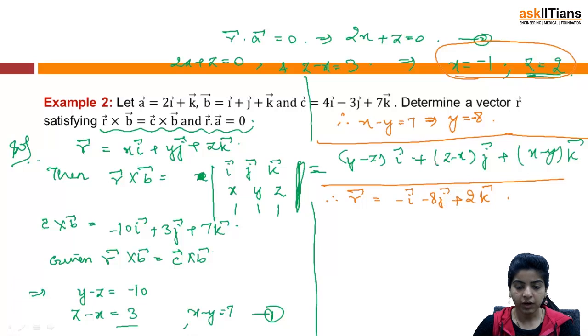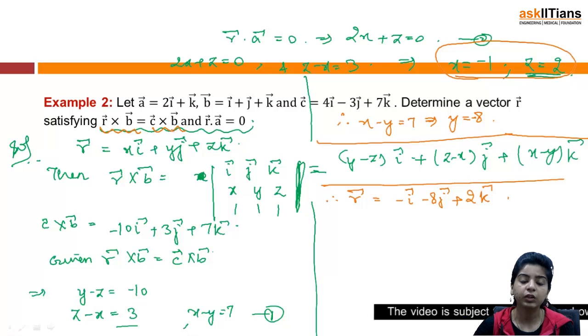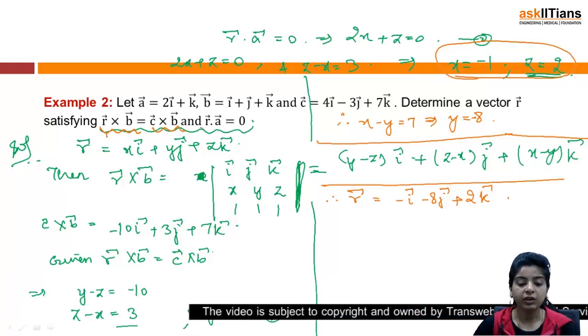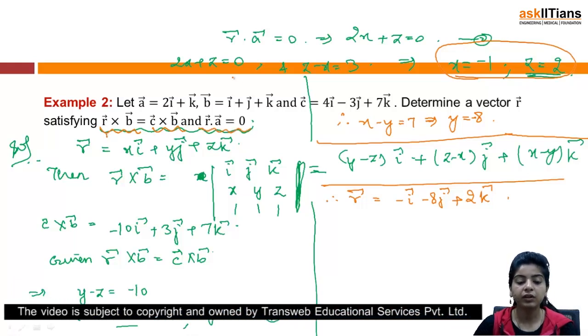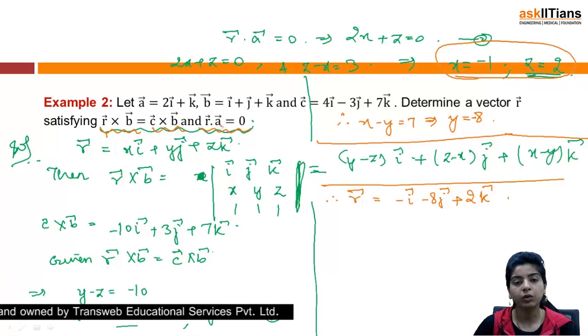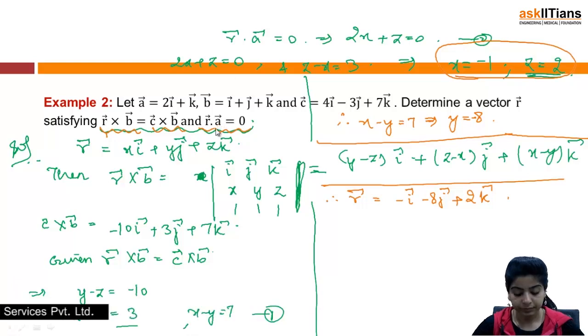So this question in fact was quite simple. We have just utilized the given conditions. We have found the cross products individually, then we equated these two, then we utilized this condition, and once we obtained the three equations, we just solved those equations.